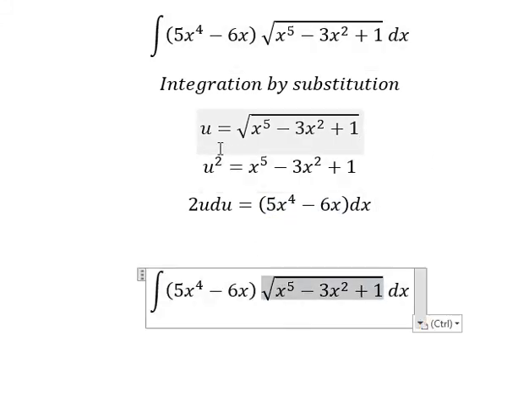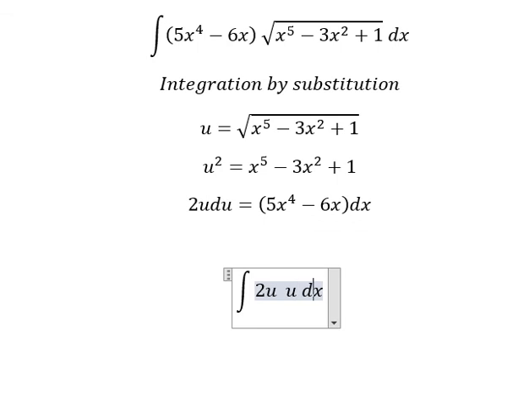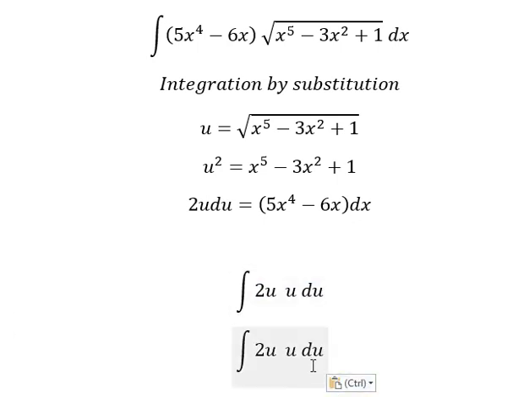The square root we change by u. This one with ds we change by 2u du. U and u, we have u squared.